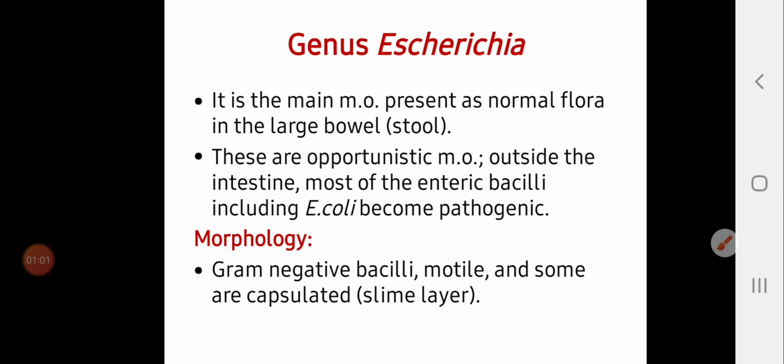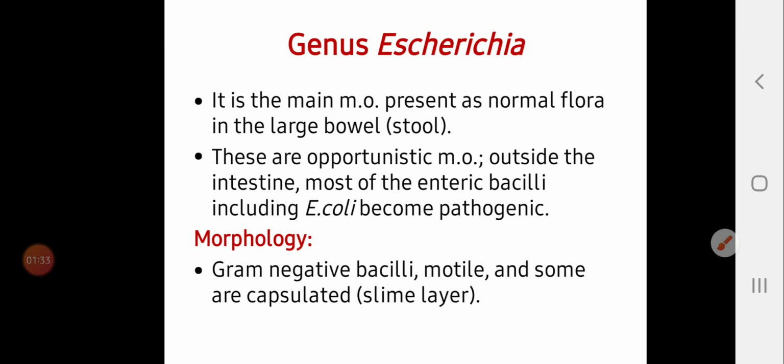The most important member of genus Escherichia that we concern with is Escherichia coli, E. coli. E. coli is the main microorganism that's present as normal flora in the large bowel stool. These are opportunistic microorganisms. In normal immunity, they are present as normal flora in the intestine.